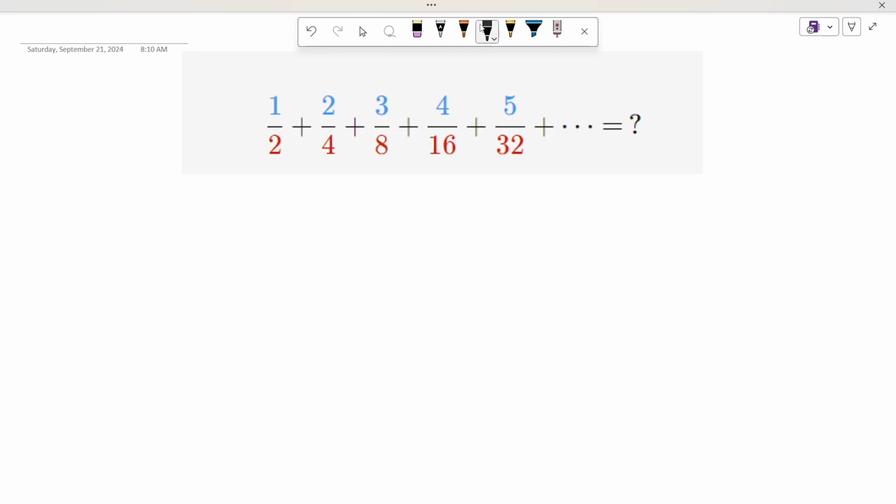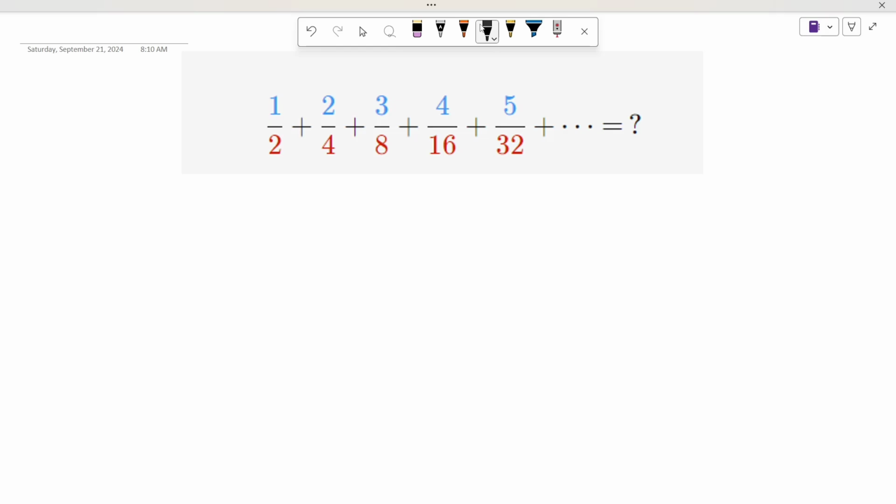Start with this question. This is the AP-GP combined series. As you can see, the numerators are in an arithmetic progression: 1, 2, 3, 4, 5 with a common difference of 1. And you can also see that the denominators are 2, 4, 8, 16, 32, in a geometric progression. This series goes on, and we have to calculate the sum.